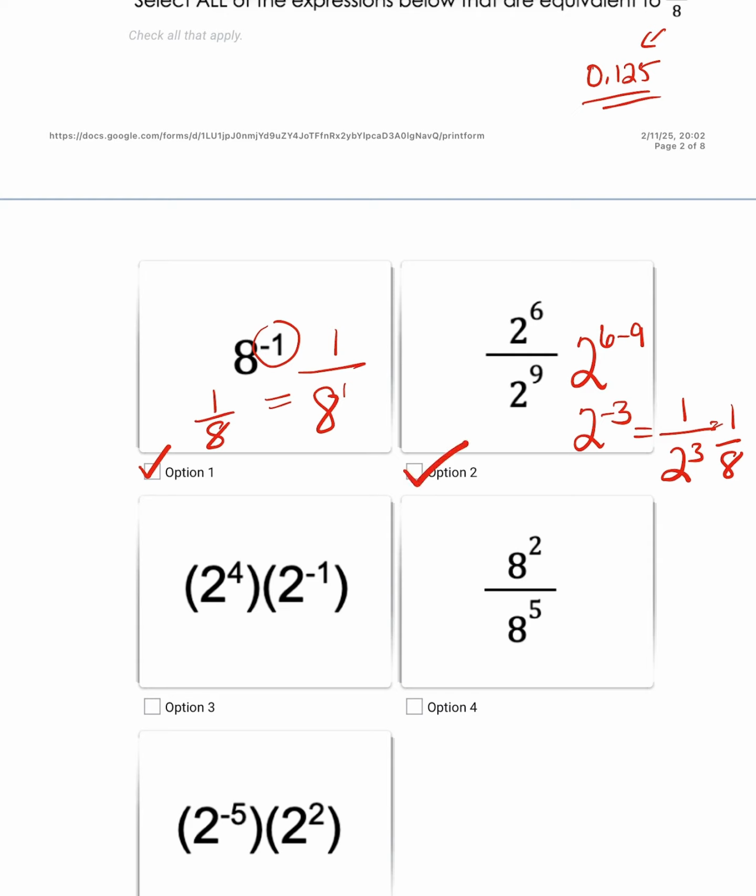Again, shortcut way to do this, you could just throw this in your calculator, 2 to the 6th power, and divide it by 2 to the 9th power, and you're going to get 0.125.